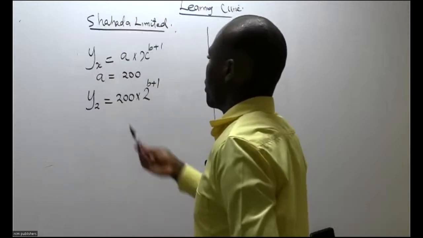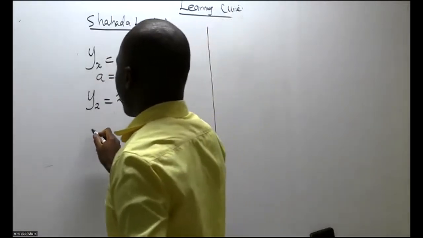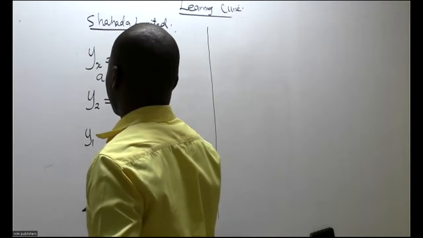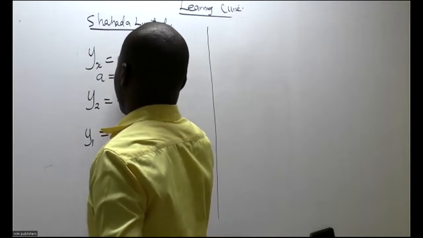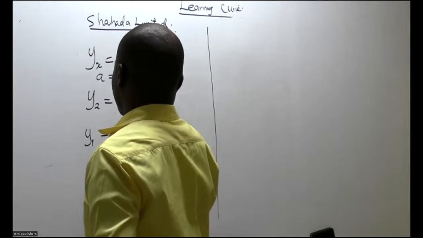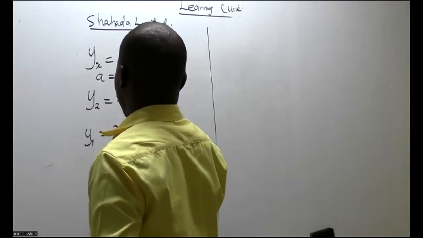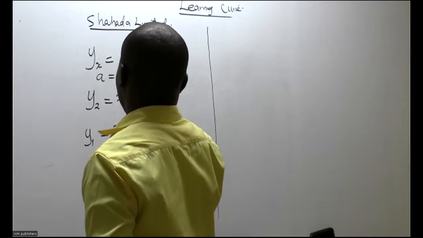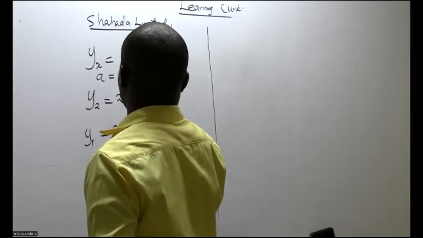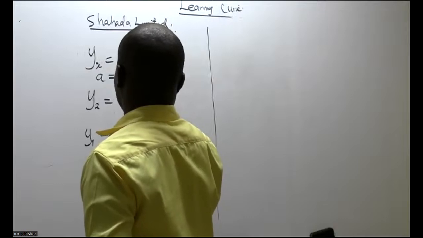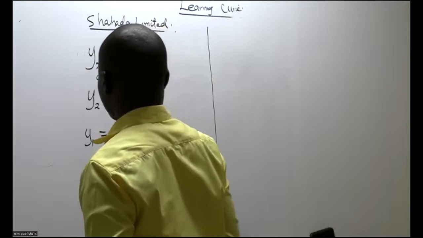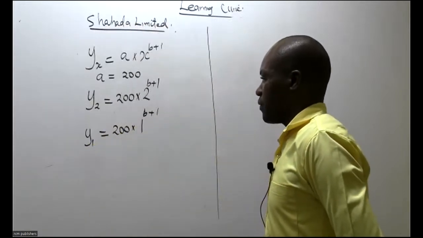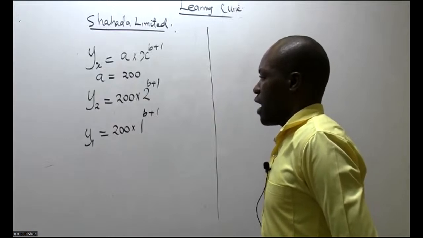So look at the function here. What is our Y? I want to ask you a simple question. When X is 1, Y is basically equivalent to A, the time to produce the first unit, times 1 raised to the power B plus 1. So that is what we have.